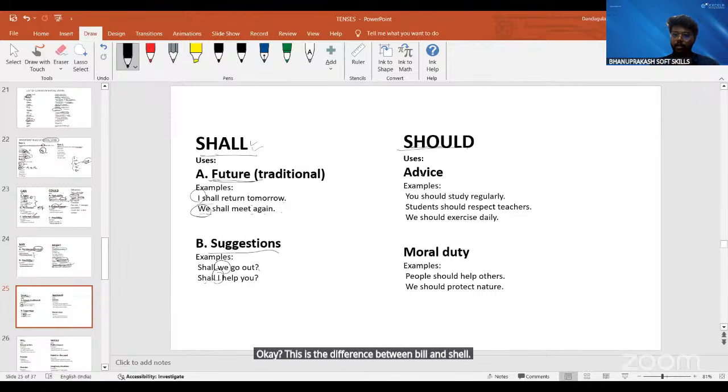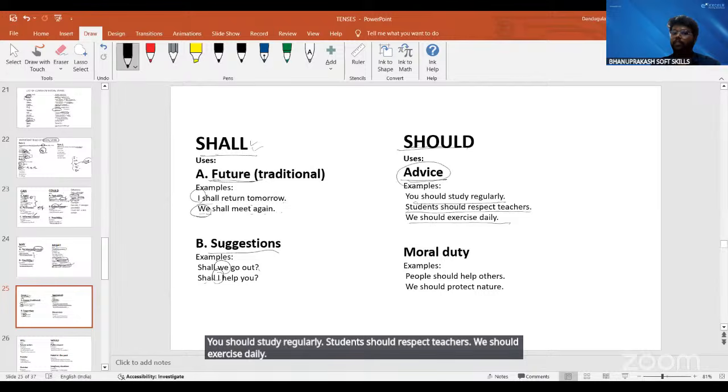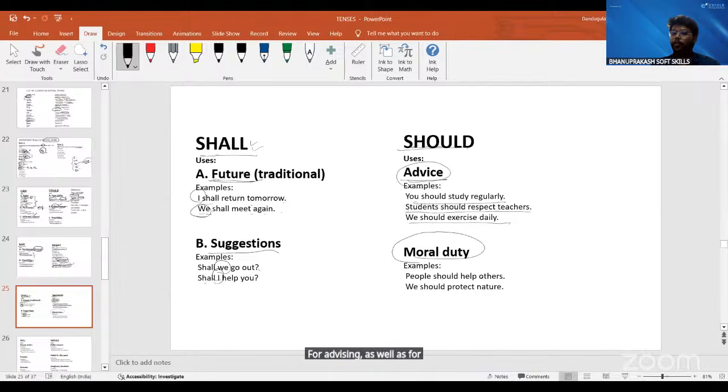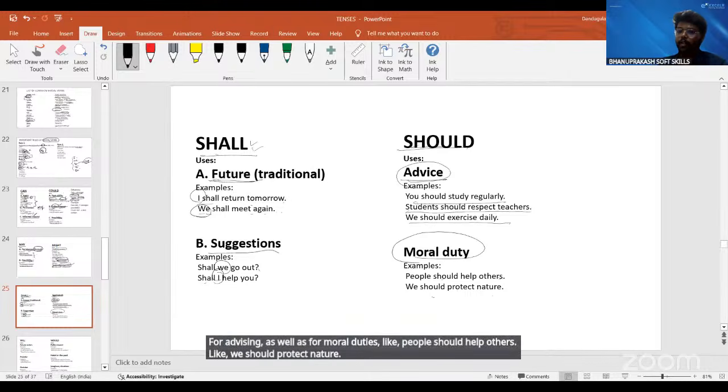And should is used for advice. Like you should study regularly. Students should respect teachers. We should exercise daily. For advising as well as for moral duties, like people should help others, we should protect nature. This is a moral duty. So for this kind of moral duties as well as for advice, we use the word should. Okay.